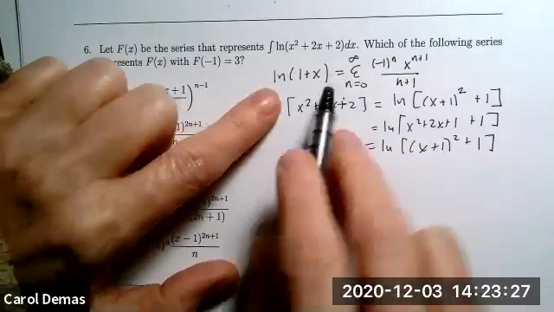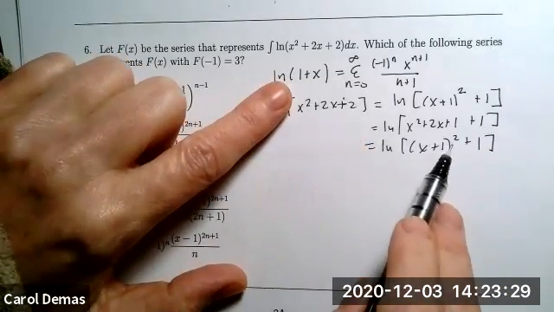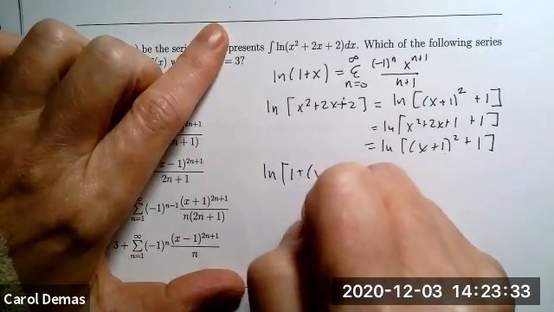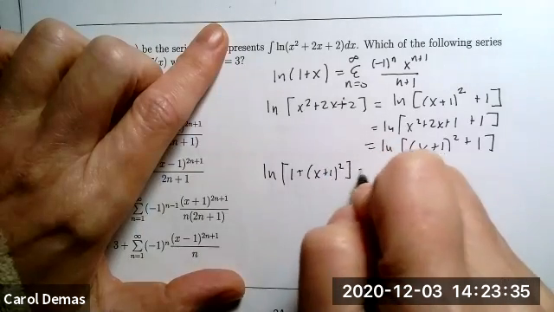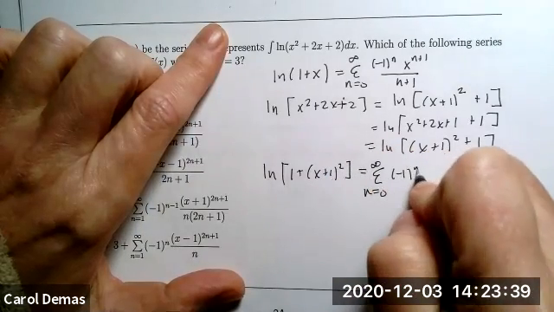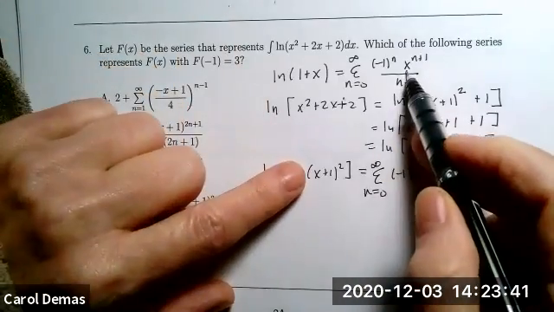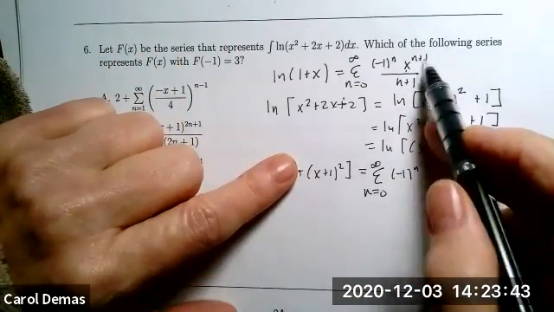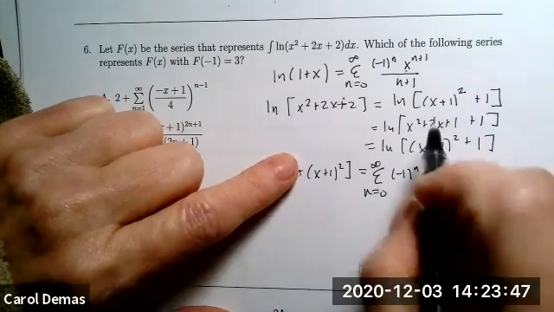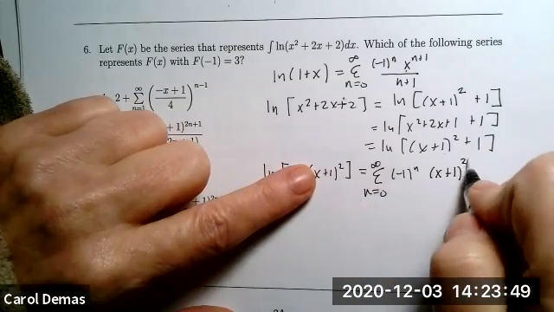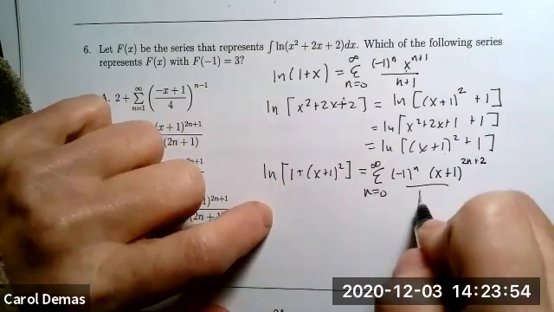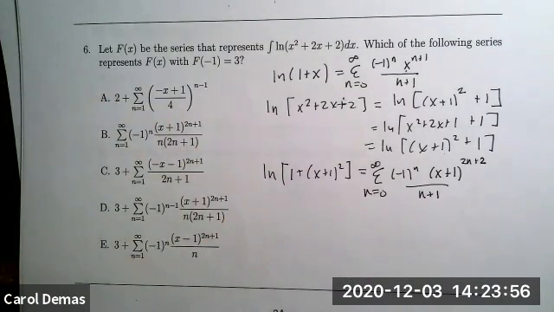Now we're going to substitute x with x plus 1 squared. So the log of 1 plus x plus 1 squared is going to be the sum from n equals 0 to infinity of negative 1 to the n. And we're going to replace x to the n plus 1 with x plus 1, and we square that, so we'll have 2n plus 2 over n plus 1.